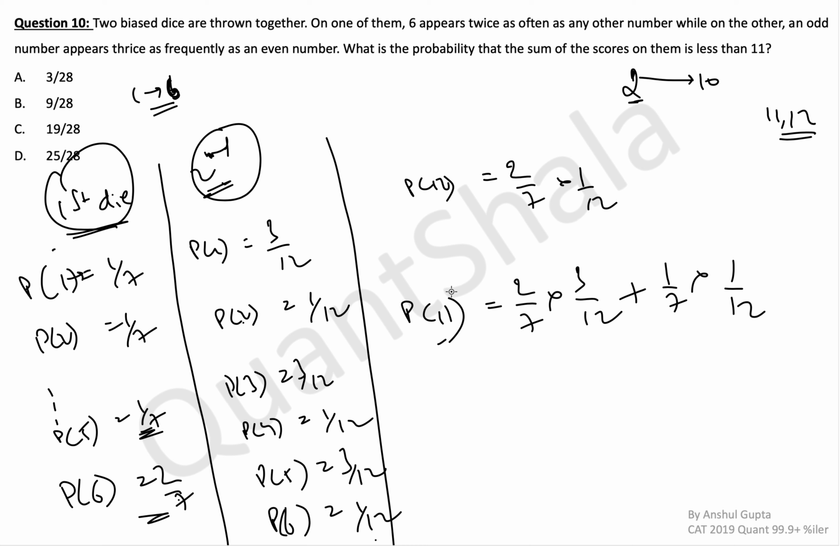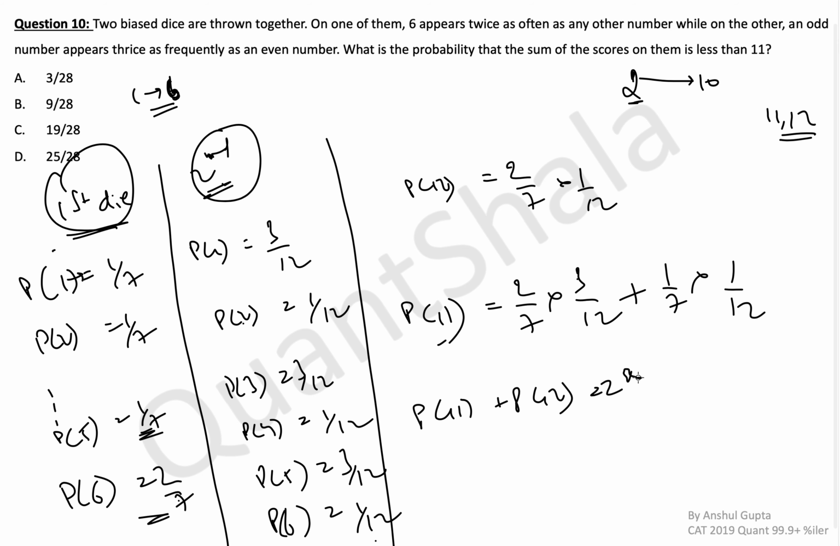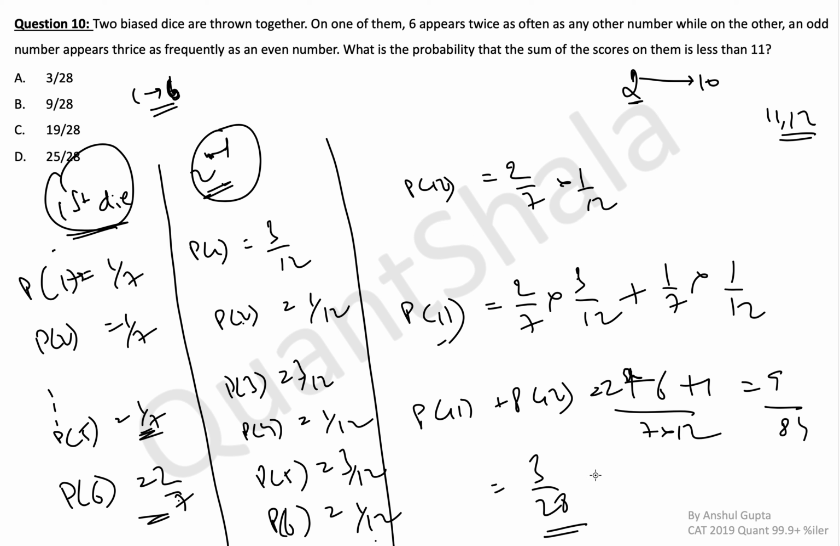Okay, so adding these, probability of 11 plus probability of 12, what does it come out as? 7 by 12, denominator is common everywhere, so I'll just multiply and add the numerators. So this is 2 plus 6 plus 1 comes out as 9, and this entire thing is divided by 7 into 12, 84. 9 by 84, I think this can get cancelled by 3. So this becomes 3 by 28. So 3 by 28 is the probability for the score to be either 11 or 12.